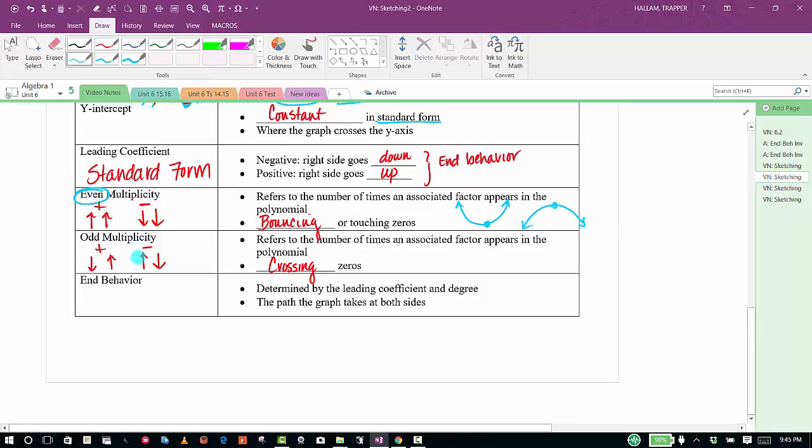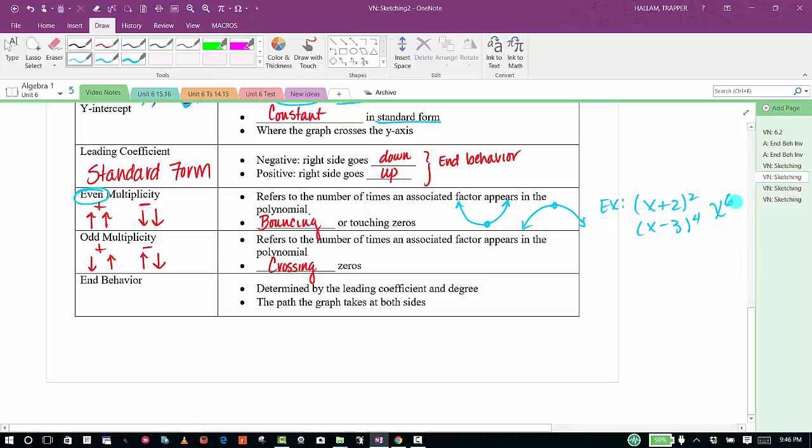Let me do some examples real quick of even multiplicity: x plus 2 squared, or x minus 3 to the 4th. Those would be even multiplicity linear factors. You could even have one that looked like x to the 6th, right? That could be considered a linear factor with multiplicity of 6.